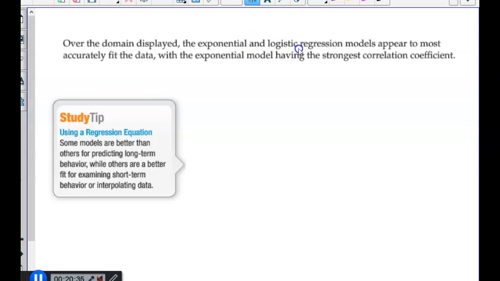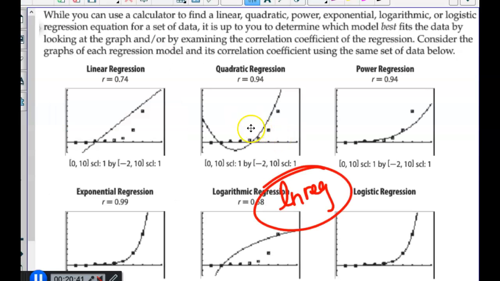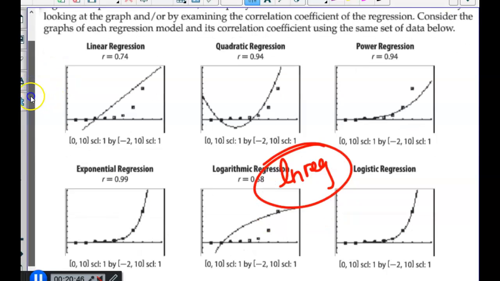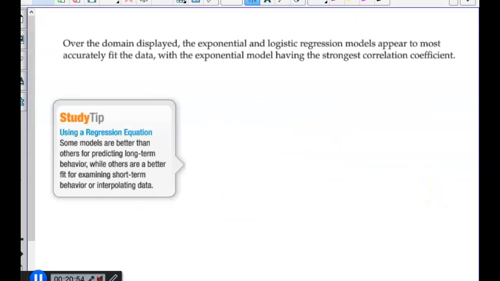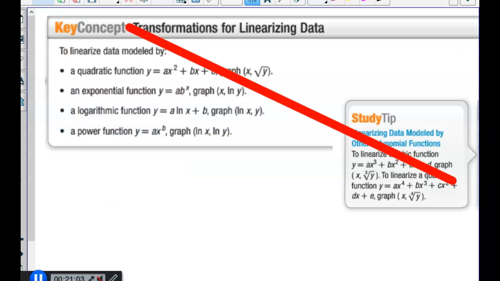The exponential and logistic regression models appear to most accurately fit our data for this question. Okay. So we had, for this set of dots, these two, exponential or logistic, seem to be the best. Some models are better than others for predicting long-term behavior. Others can predict short-term behavior. Okay, this is what I talked about.